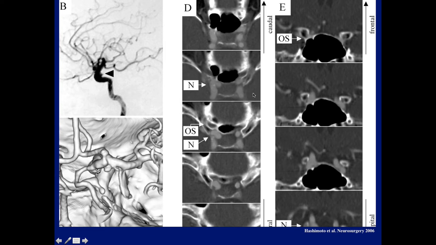Here was another case they did. They weren't sure exactly where the relationship of this aneurysm was to the top of the cavernous sinus, and on CT they showed that the neck of the aneurysm was proximal to the optic strut. So this was a purely intracavernous sinus aneurysm. It would not bleed into the subarachnoid space.